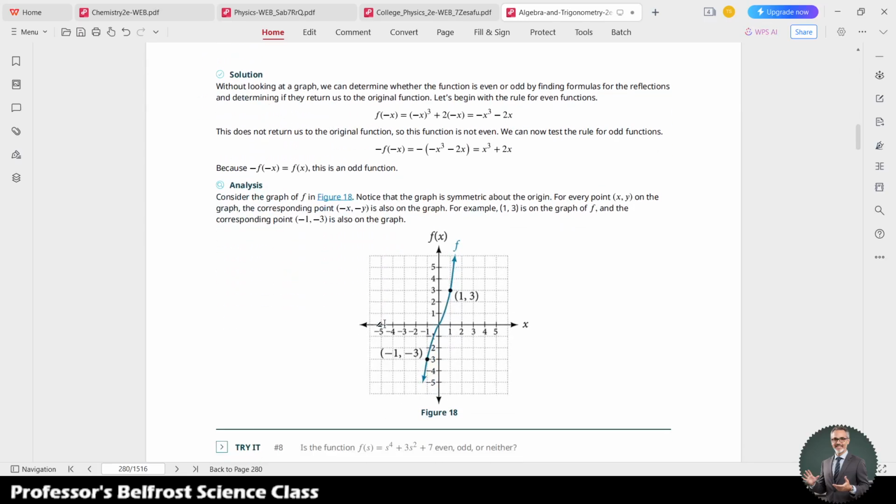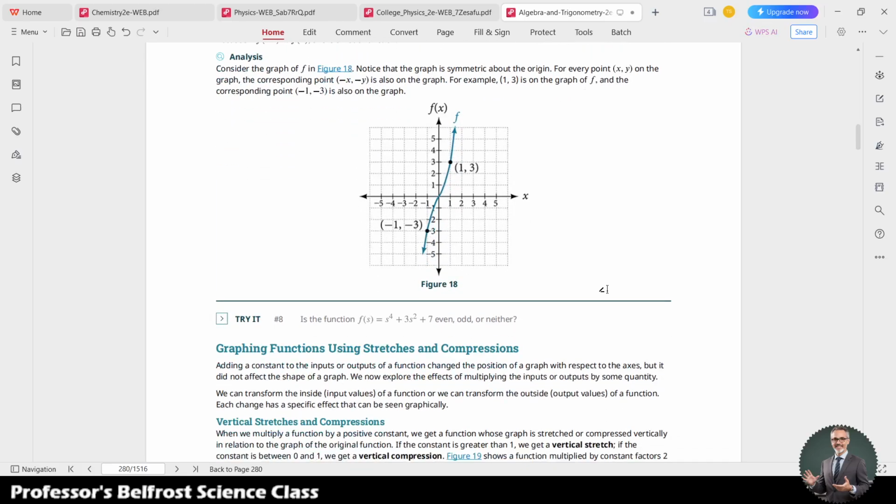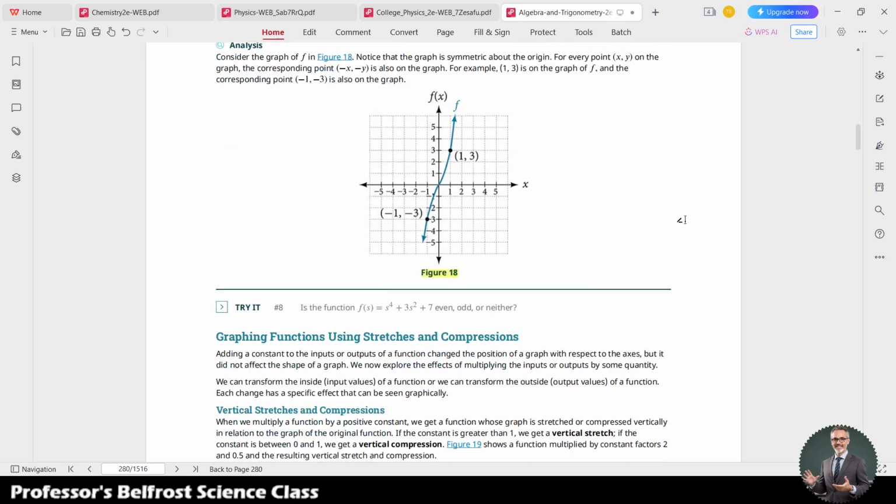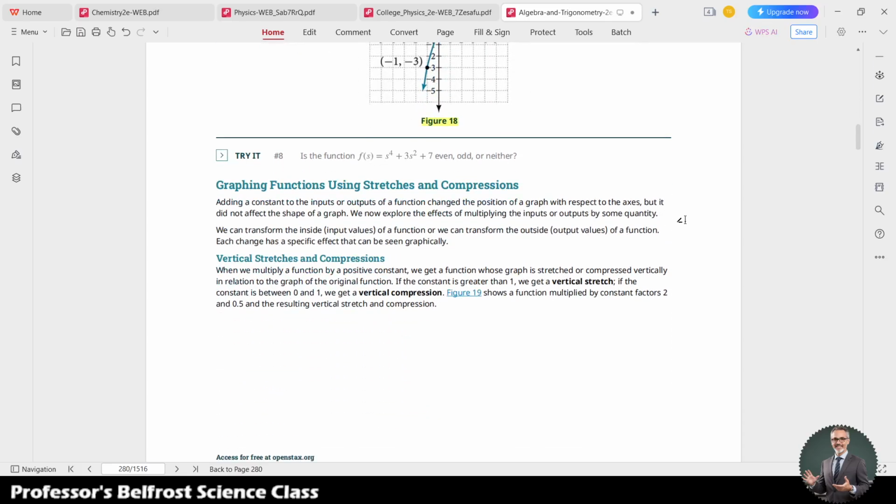Okay, and you can also solve it like this. So you try the rule of an even function first. Is it the same thing if we substitute minus x into the equation? And you find out that this does not return the original function, so this is not even. But when you test with the rule of the odd function, -f(-x) equals f(x), so this is indeed an odd function. And this is the graph for the last example.